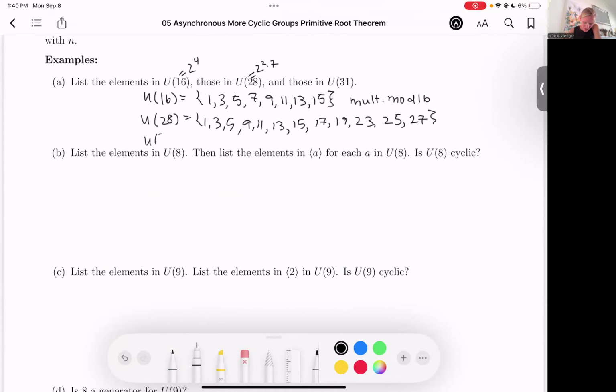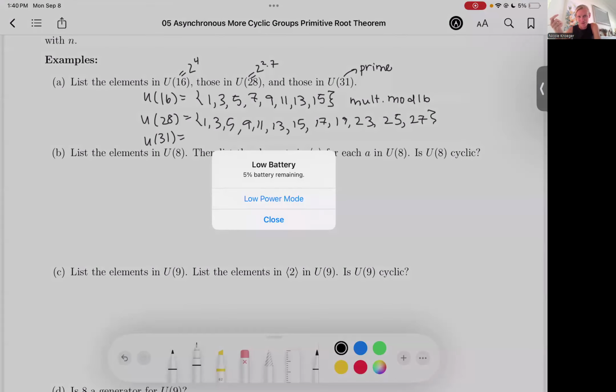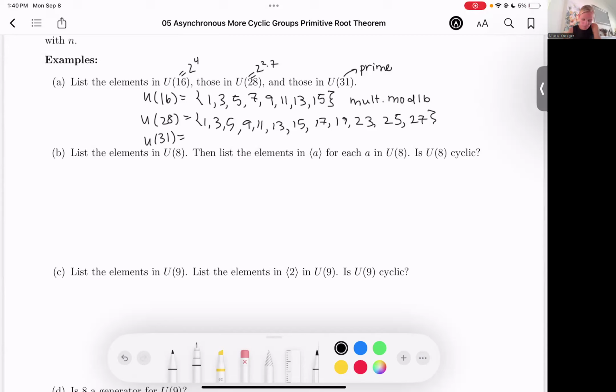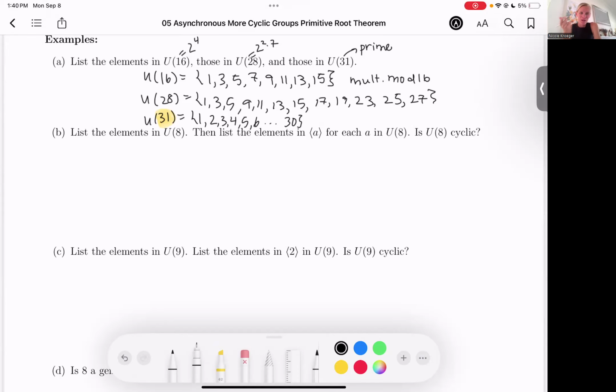And then finally, if we want to look at U31, 31 itself is prime. So we're looking at numbers that have no common factors with 31. Well, if you're less than 31, you're not going to be divisible by 31 at all. So everything from 1 to 30 will be on this list. So U31 is 1, 2, 3, 4, 5, 6, all the way up to 30. This is a group with multiplication mod 31. If we're working with a prime number, then all the numbers from 1 to 1 less than that prime will be in U of that number. So that was just review of what Un is.